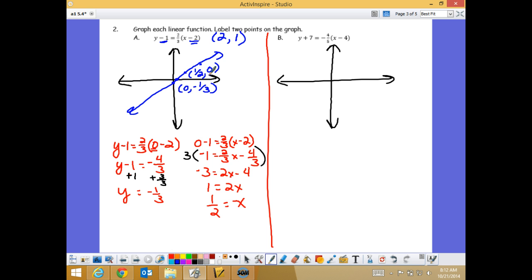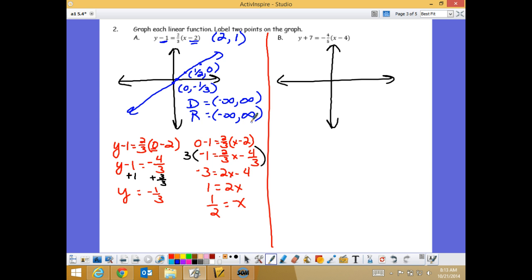Also on the practice for tomorrow, I will ask you to give the domain and range. And again, domain goes from left to right. The left edge is negative infinity. The right edge is positive infinity. And the range goes from the bottom to the top. The bottom edge of the graph is negative infinity. The top edge of the graph is positive infinity.